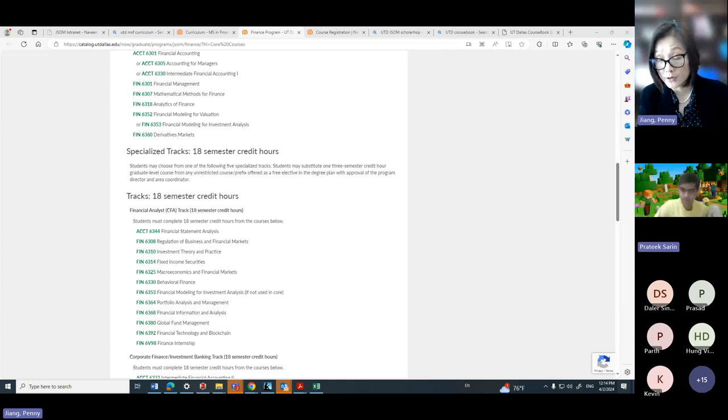If you get admitted, you also get waived from the GMAT or GRE score requirement. However, if you want to apply for this scholarship, yes, you have to submit an official GRE or GMAT score.